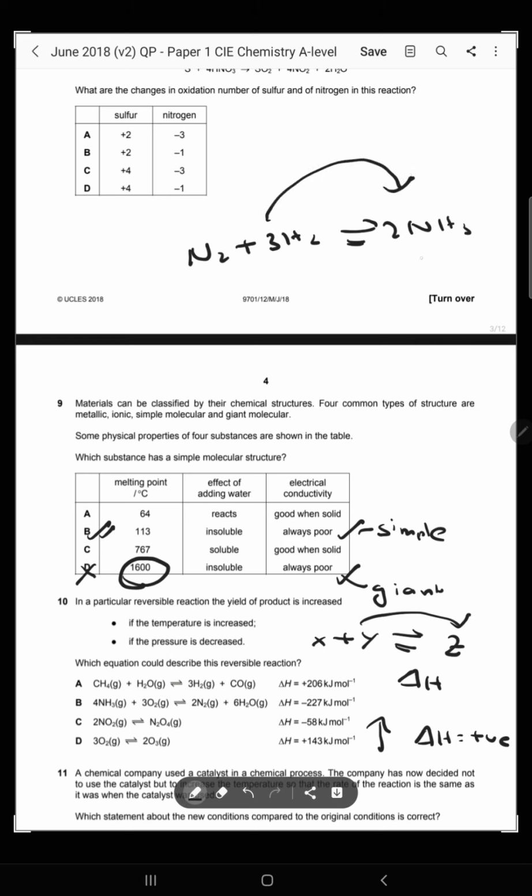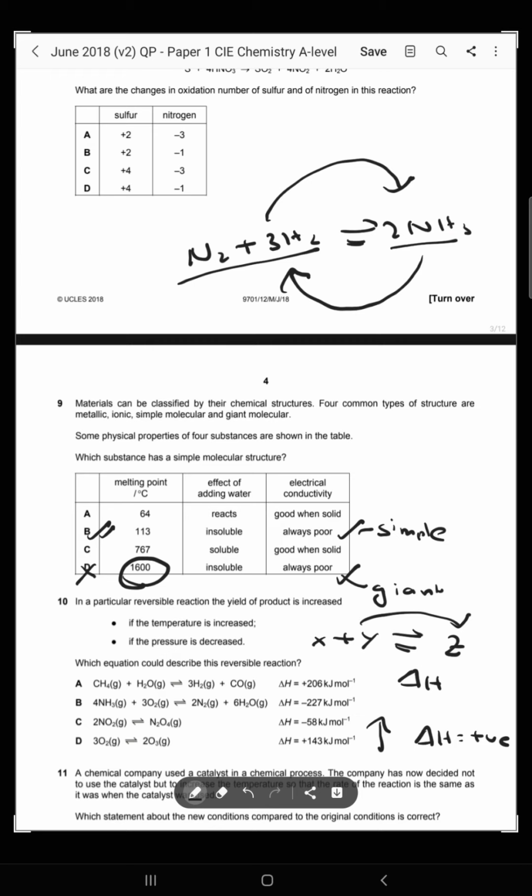If you decrease the pressure, the equilibrium is going to move to the left, because there are 4 moles of gases on the left side and 2 moles of gases on the right side. So when the pressure is being decreased, the equilibrium is going to move from the side with fewer gases to the side with more gases.